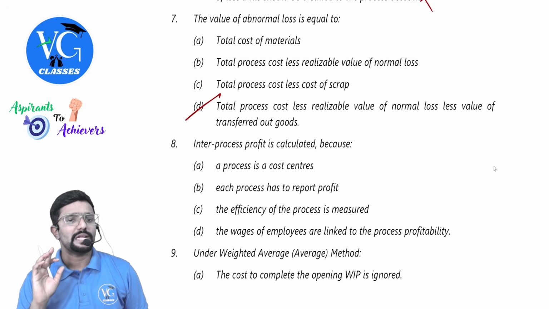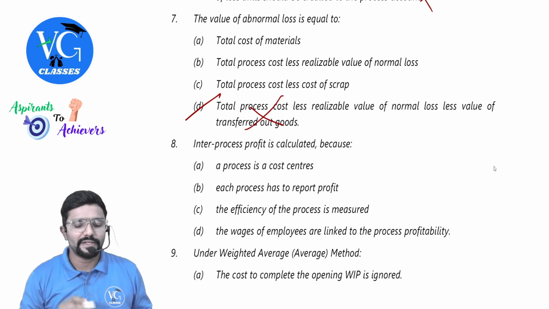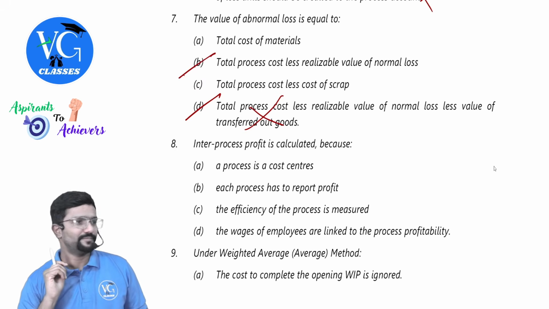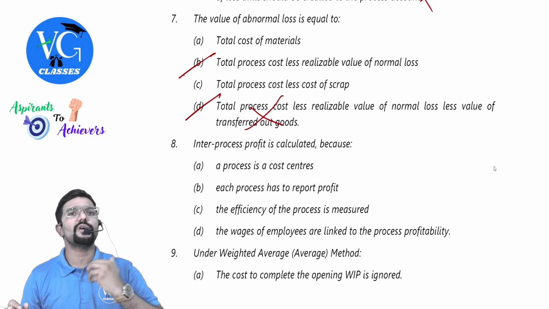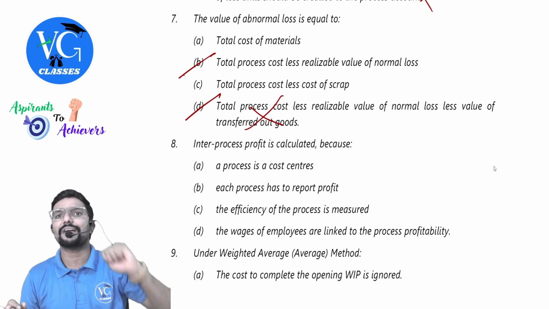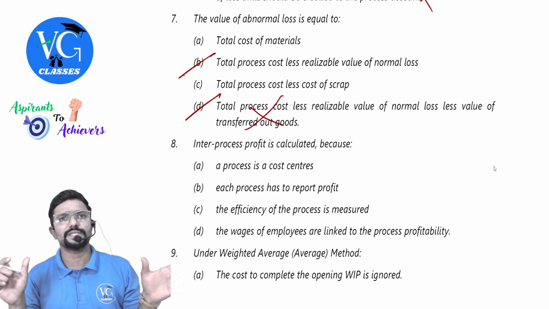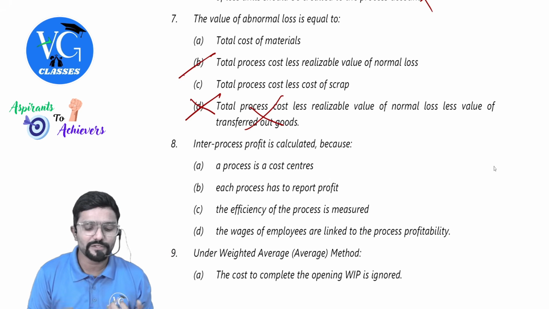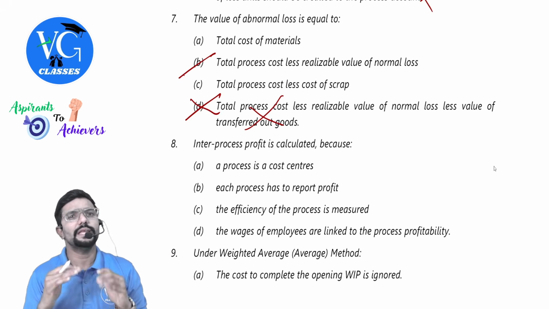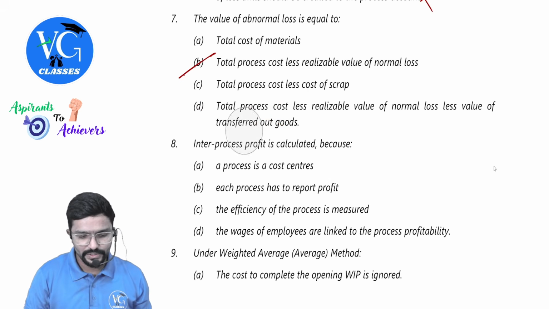Let me tell that also. If we assume option D was not given at all, and something else was given, then I would have selected B. Clear? Because to calculate the value of abnormal loss, what do we do, guys? Total cost minus scrap value of normal loss, divided by total input minus normal loss units, into abnormal loss units. Clear? If this option had not been there, then maybe I would have gone for B. Okay, sure.